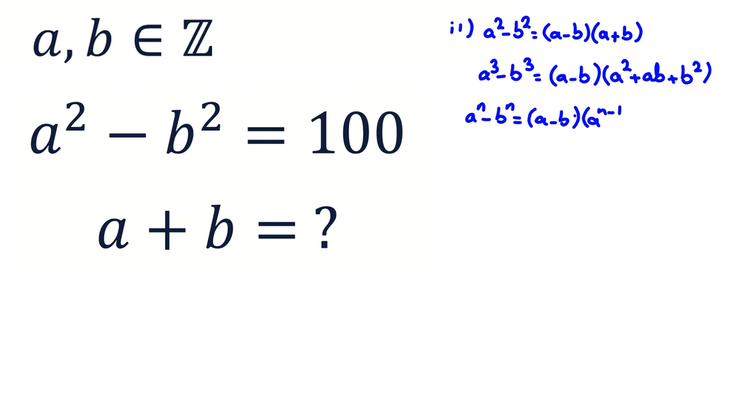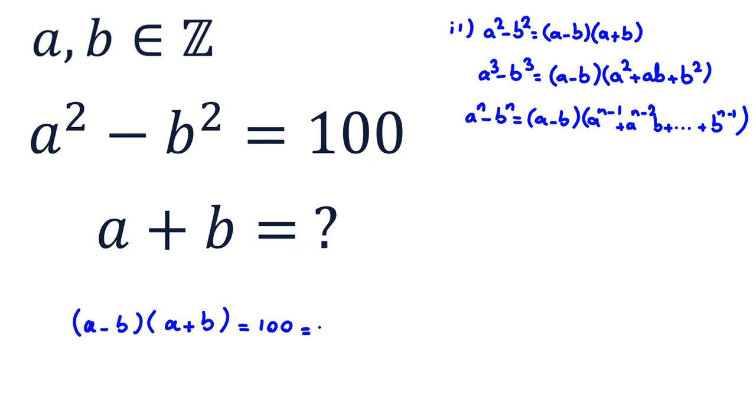Here we need a squared minus b squared, but in some problems you need general n or 3. The sum is a^(n-1) plus a^(n-2) b, and as you decrease the power of a by 1, the power of b increases by 1, up to b^n. The last one will be b^(n-1). Okay, here we can say (a minus b) times (a plus b) equals 100. Now, if we prime factorize 100, it will be 2 squared times 5 squared.